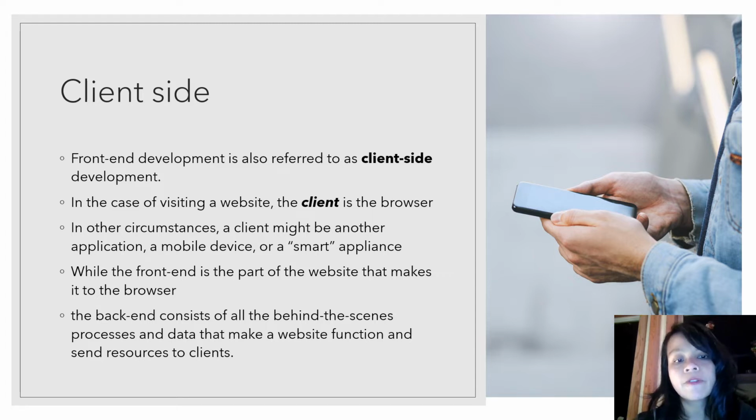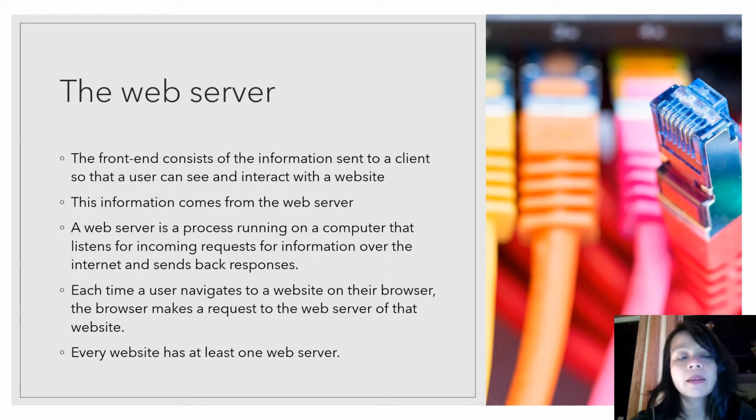While the front end is the part of the website that makes it to the browser, that is what people see when they look at their browser or their phone, the back end consists of all the behind the scenes processes and data that make a website function and then send resources to the clients. So let's talk a bit about the web server first before we jump into the back end.